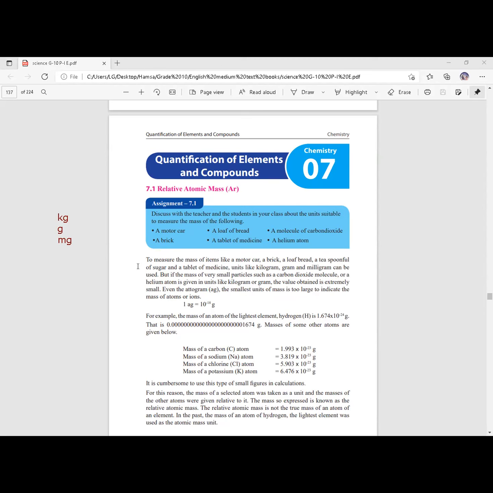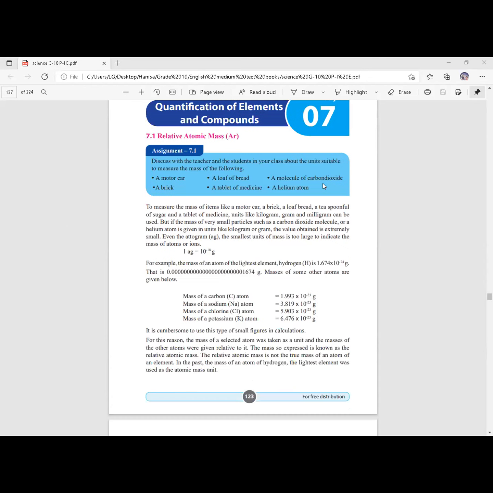For example, the mass of an atom of the lightest element. So what is the lightest element in the periodic table? You all know all the first 20 elements of the periodic table, children. Who didn't memorize all 20 elements yet? You all know, right?